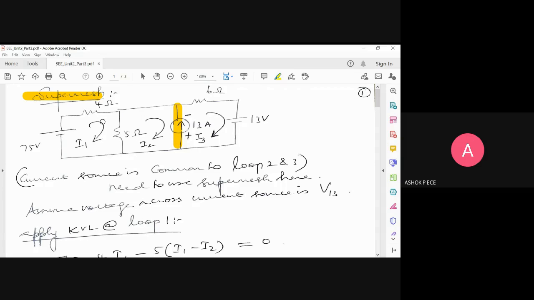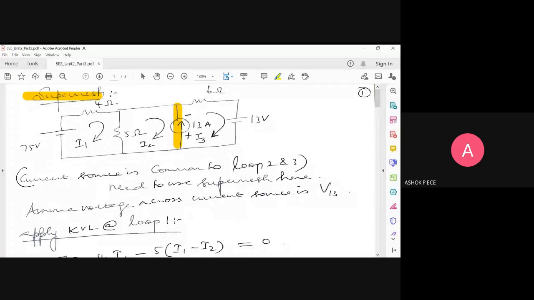But when you come to loop 1, no issues because it is a simple loop. When you come to loop 2, you are assuming a current direction I2 here and one more current is flowing, I3 amps is flowing like this. So you cannot clearly write what is the voltage across this current source, because in KVL you will be writing the voltage, right? So that becomes difficult. In the same way for loop 2 and loop 3, I cannot write the KVL equations easily, because the current source is common to loop 2 and loop 3. So in that case, you have to go for the super mesh analysis method. Is anybody having doubts on why we are going for super mesh?